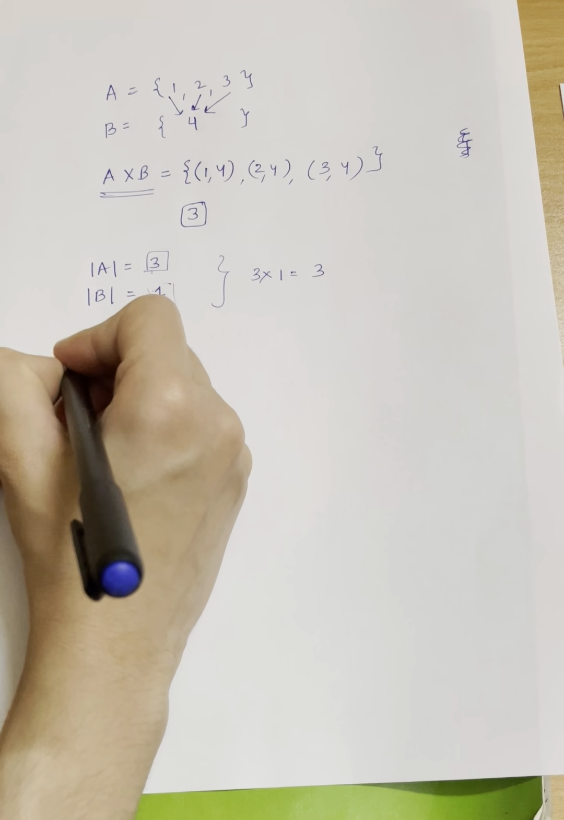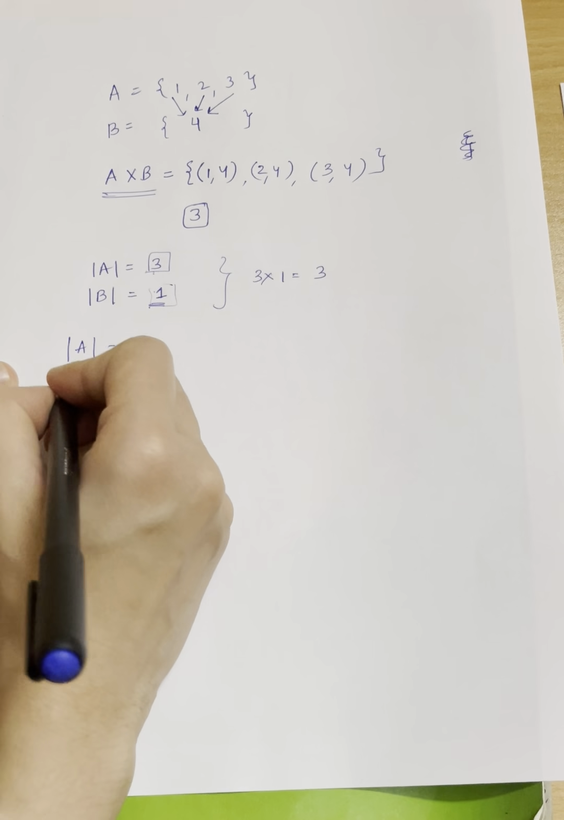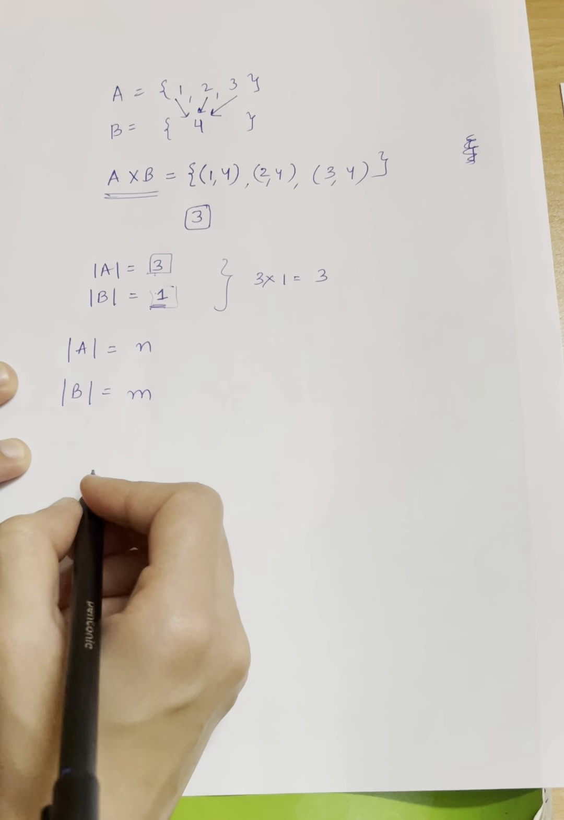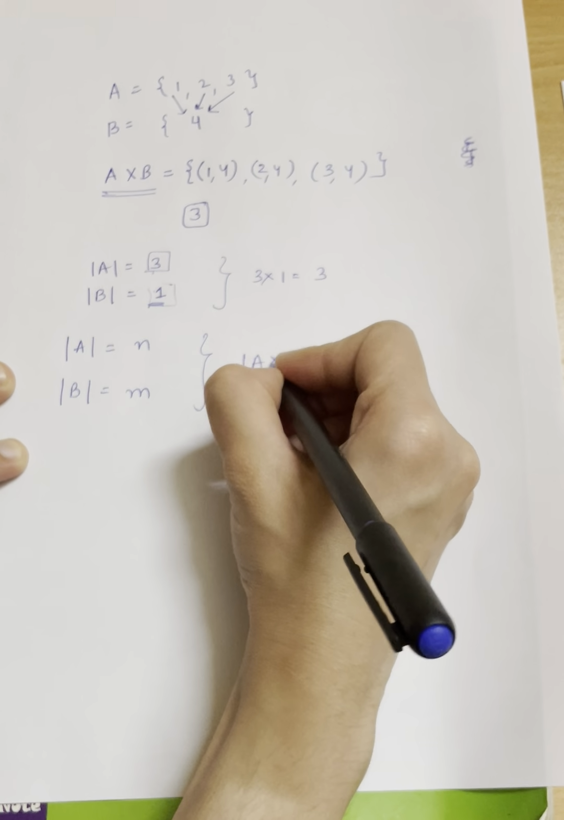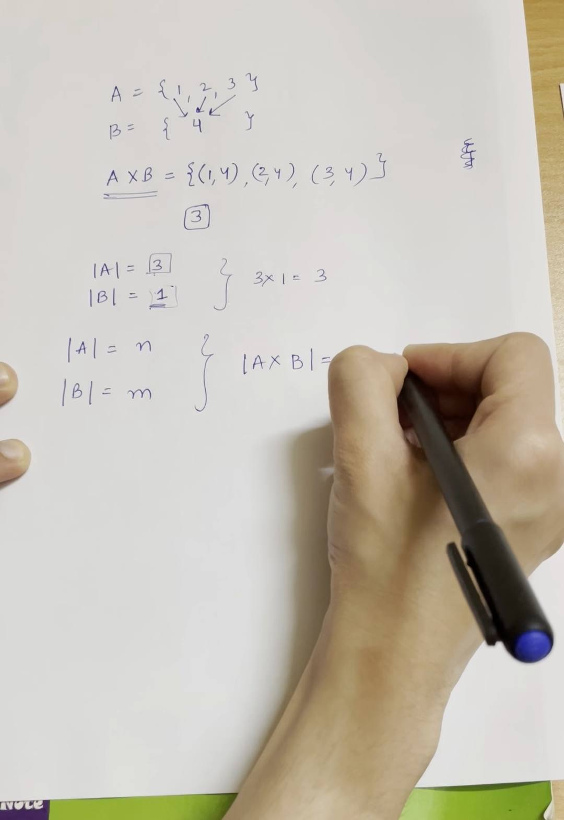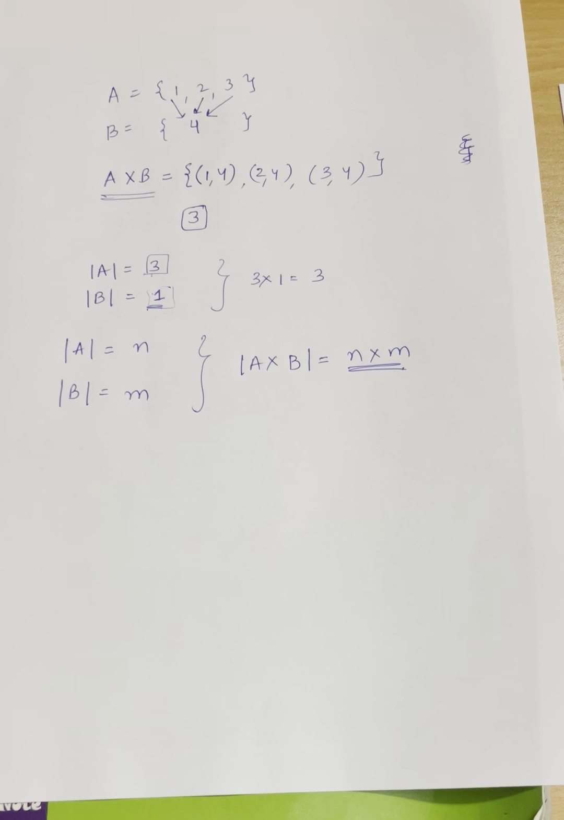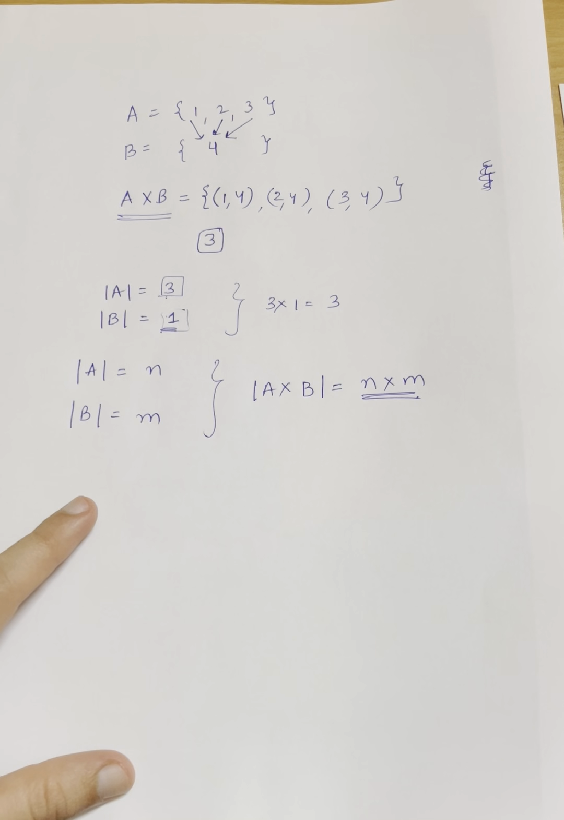So in generic form, if the cardinality of A is n and the cardinality of B is m, then we can say the cardinality of A cross B is n into m. That is our generic or mathematical, general form. If someone asks what is the cardinality of the Cartesian product, then we can say if the cardinality of A is n and the cardinality of B is m, then the cardinality of A cross B is n into m.